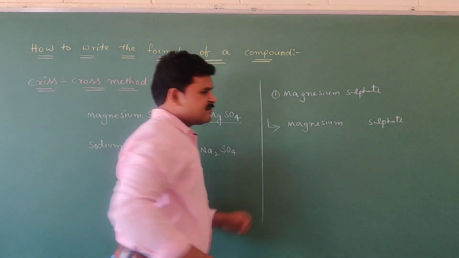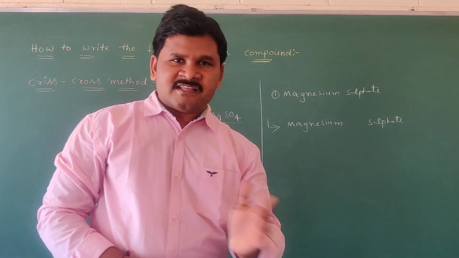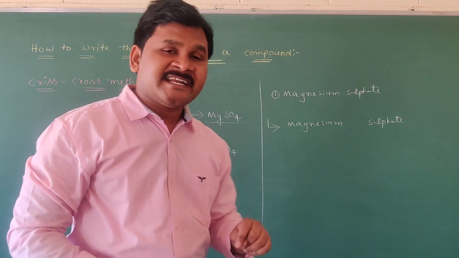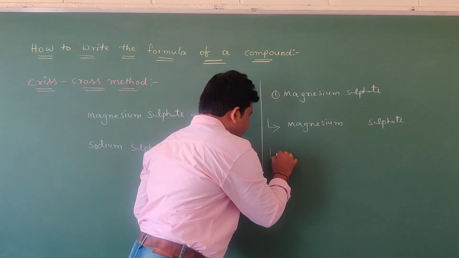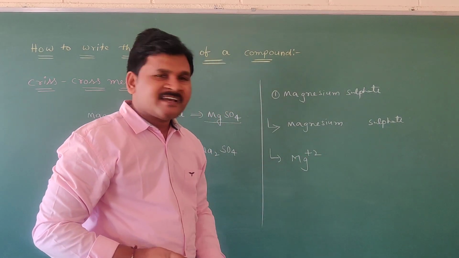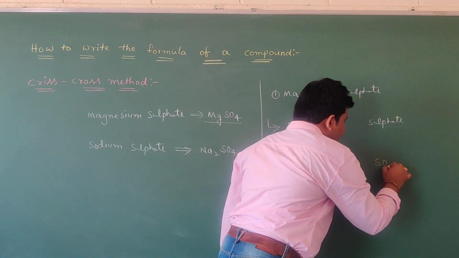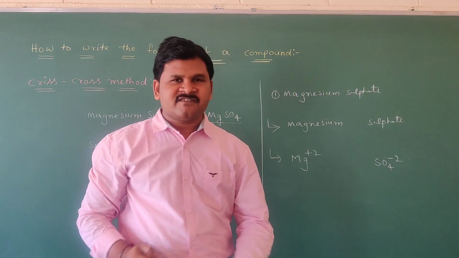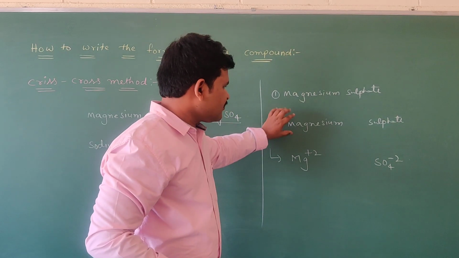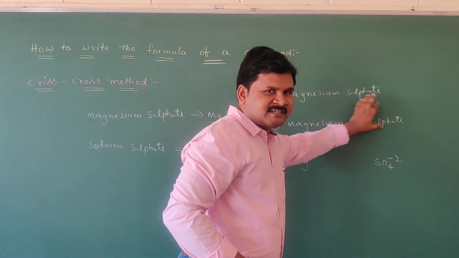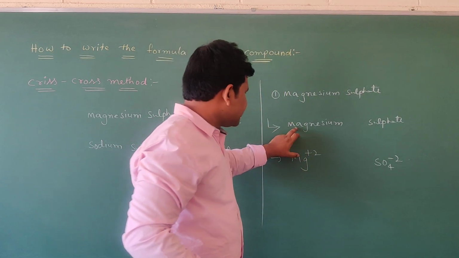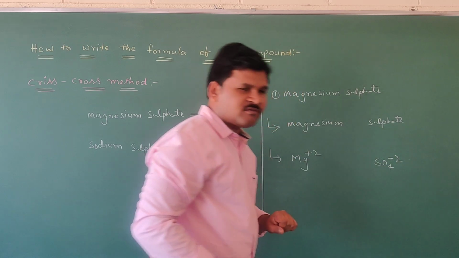What is the magnesium ion formula? In the last class we discussed different types of cations. There I told the magnesium ion formula is Mg+2. What is the sulfate ion formula? Sulfate ion formula is SO4-2. This is step 2. First we write the species present, that is cation and anion. After that we write the formulas. Magnesium is Mg+2, sulfate is SO4-2.